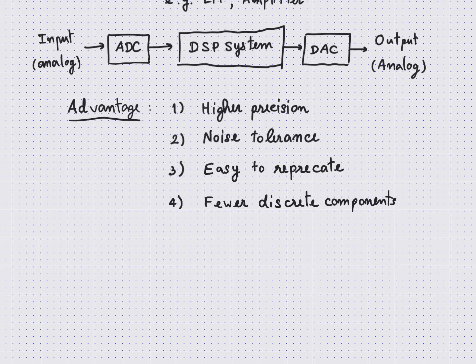Furthermore, you can make the system more precise, which means it has lower distortion. For example, you could make the system linear phase, which is not possible when you do analog signal processing. These are the advantages of the digital signal processing system, which we think might motivate you to learn more about it.